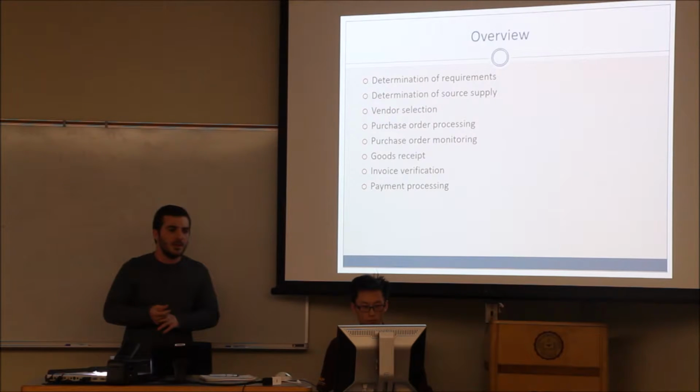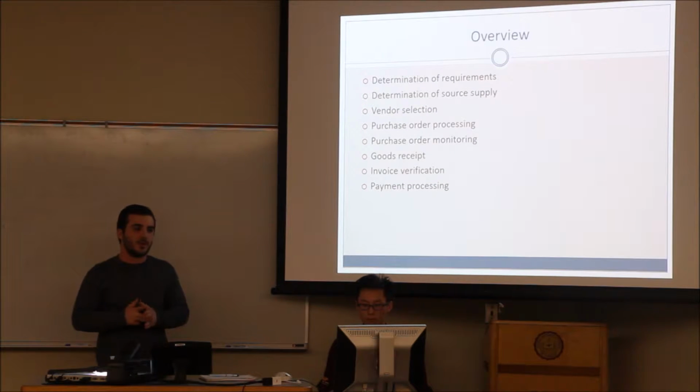Purchase order processing: this is when you go through the process of putting in the order. You have already selected the vendor that you want to buy these goods from, and then you're going to go through and create this purchase order from that vendor.